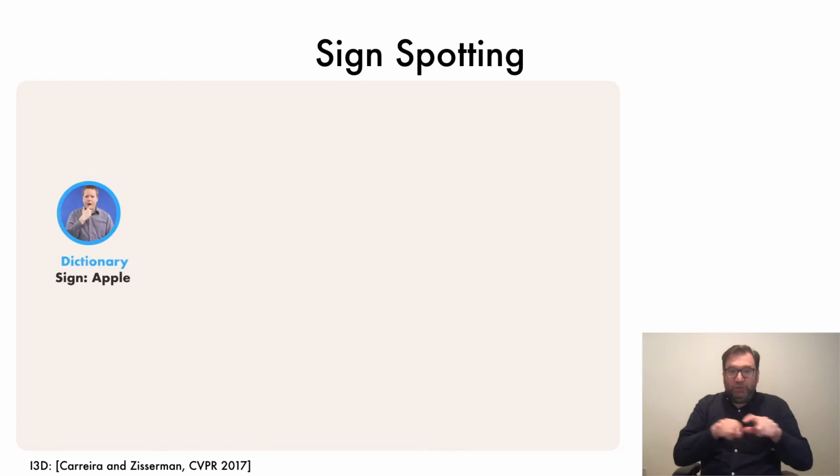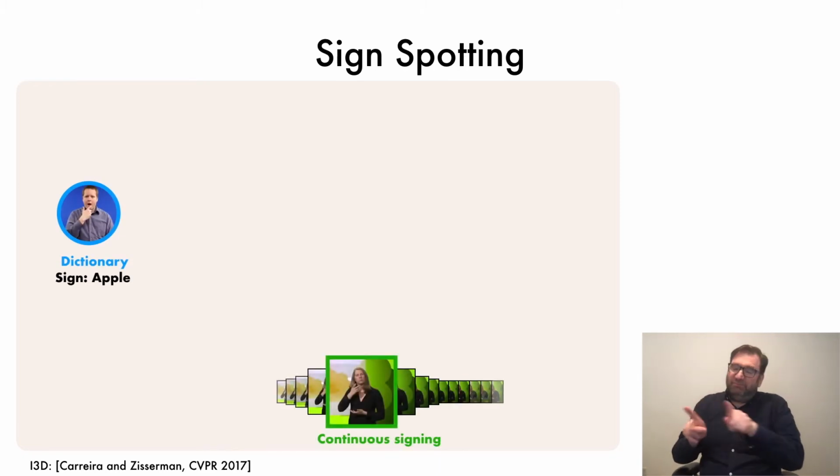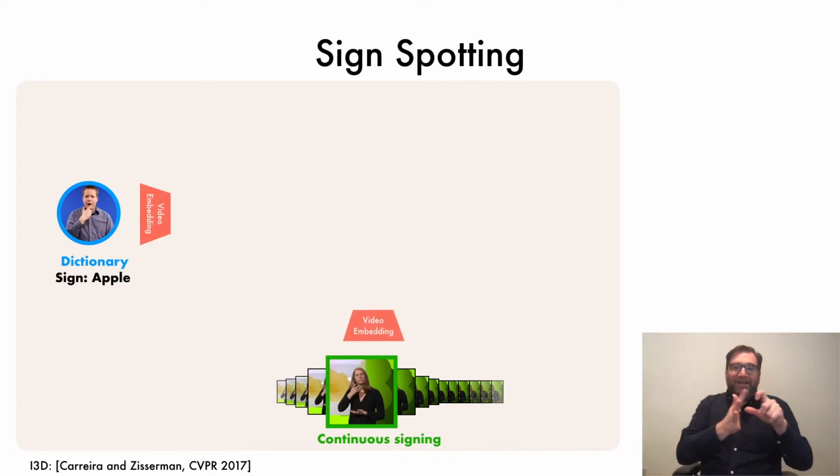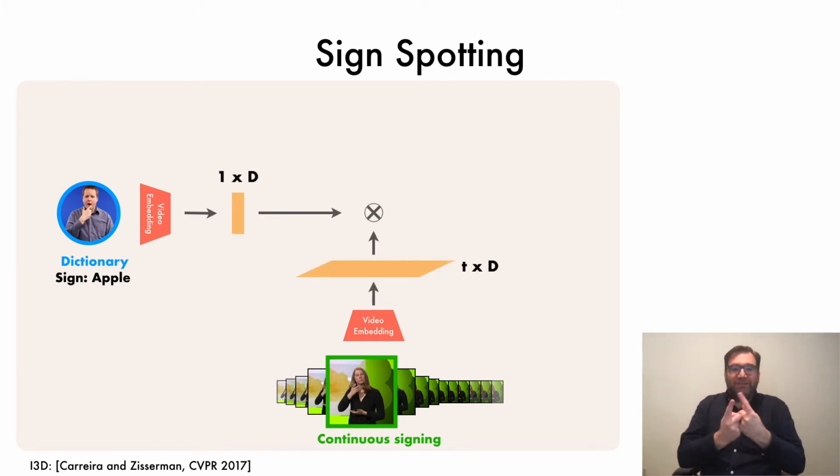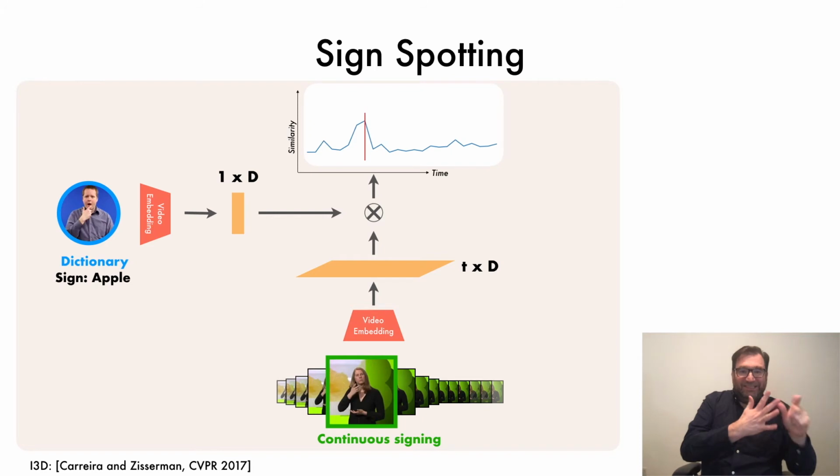Given a dictionary video and a continuous signing video sequence as inputs, our goal is to learn a joint embedding space from these 2 sources of data, in such a way that at inference time, the dot product between the temporally average dictionary embedding and the continuous signing embedding shows a high similarity score when the sign occurs in the sequence. We make use of I3D, a spatiotemporal convolutional neural network for the embedding architecture.